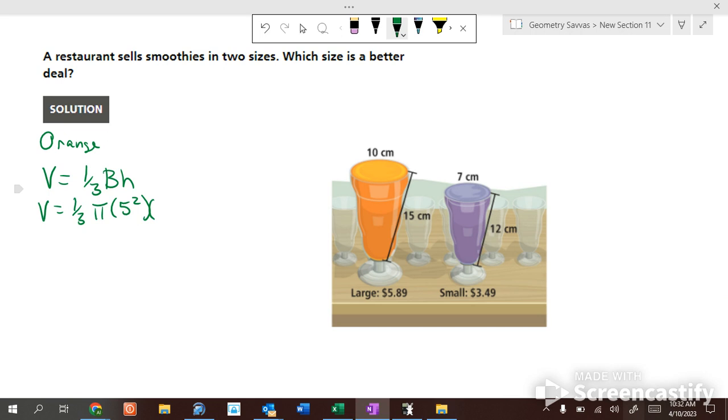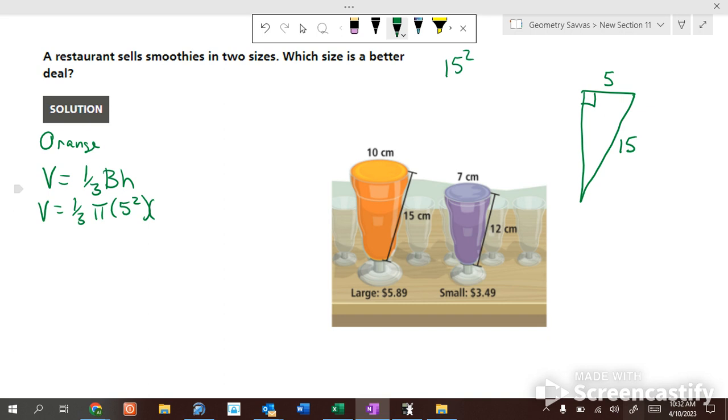The height, we don't know the height. No, the height isn't 15. That's the slant height, 15. You don't just make it a little less, Donovan. You use the Pythagorean theorem to figure out the height of it.